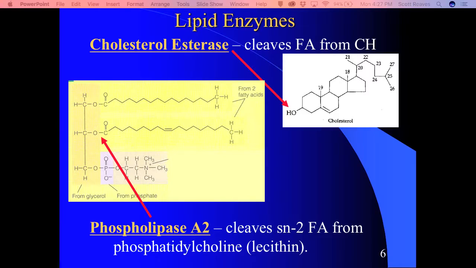So what kind of bond is linking that fatty acid to cholesterol? It's an ester bond. It's a covalent bond. Okay, so it removes the fatty acid to help absorption. Okay. The other enzyme on that table is phospholipase A2. And as its name implies, it cleaves a fatty acid from phosphatidylcholine and other phospholipids.